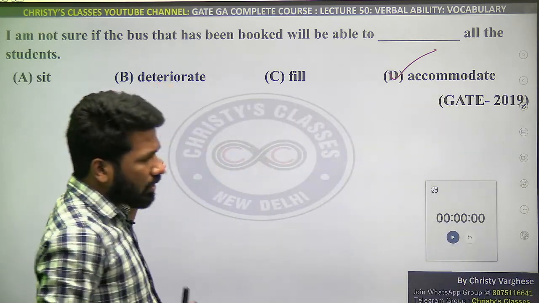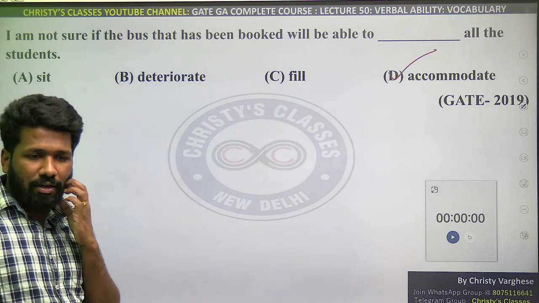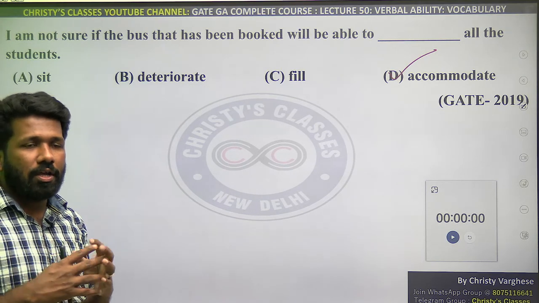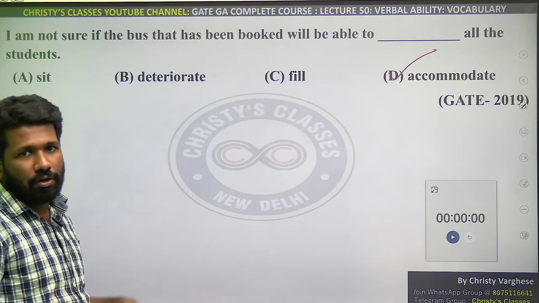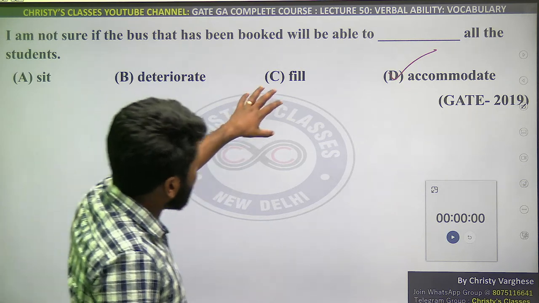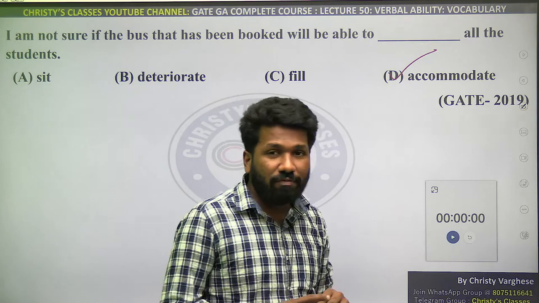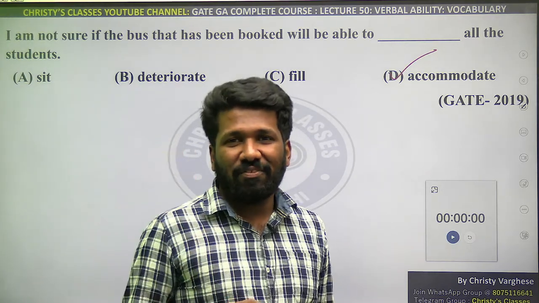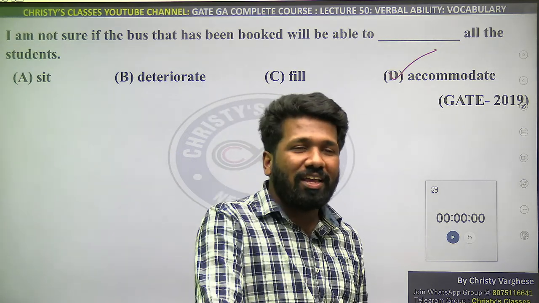Deteriorate means get worse, like health is deteriorating after the pandemic started, or health is deteriorating as I am not able to work out. The word deteriorate can be used in many contexts, not only health. Fill means filling something. That is not used for filling students. Filling we can say only for non-humans, where we are not thinking of them as humans.